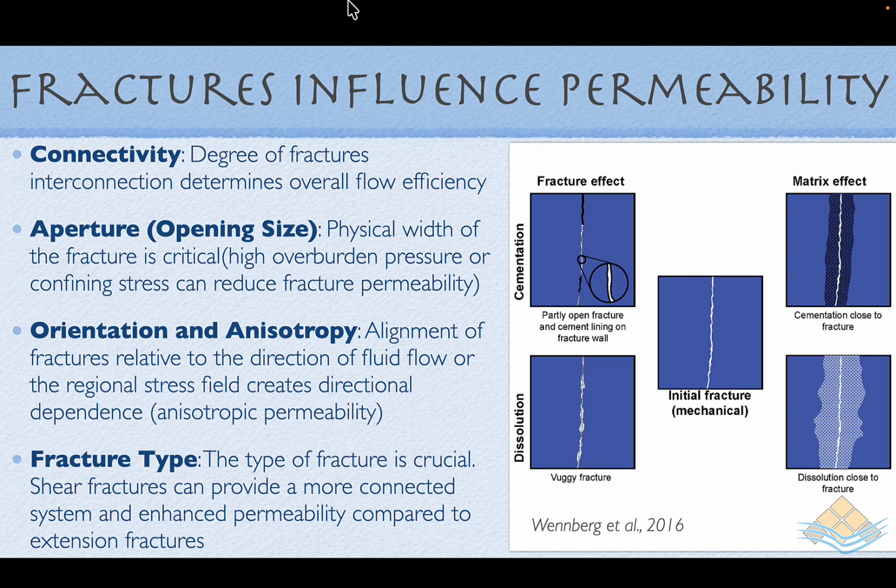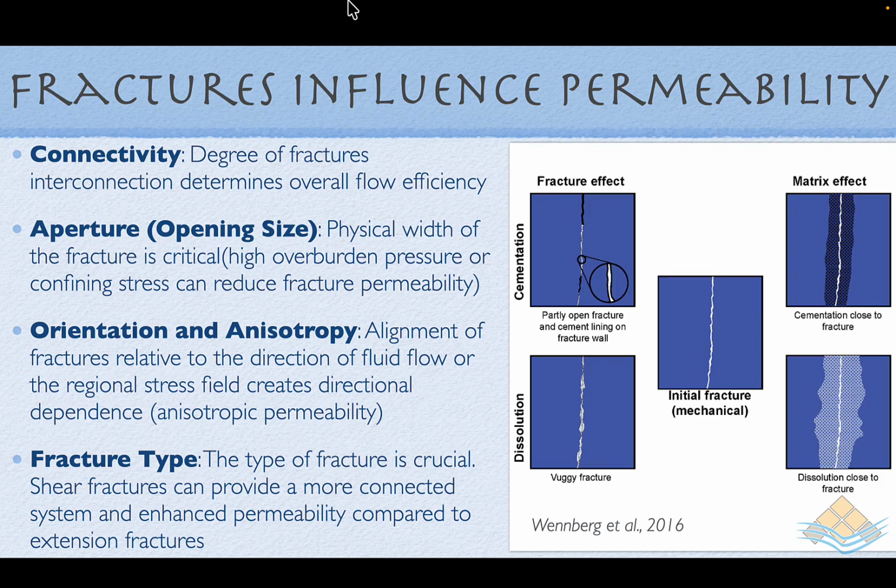We also have to consider the matrix adjacent to that rock in terms of storage capacity for that reservoir, but in terms of flow efficiency, if we have open fractures, typically the highest permeability will come out of those fractures, not out of matrix drainage. We also have to consider aperture, which is the size of the opening, the physical width of the fracture, which is critical. If we have high overburden pressure or confining stress, that will tend to reduce the apertures in all the fractures, and that will reduce the fracture permeability.